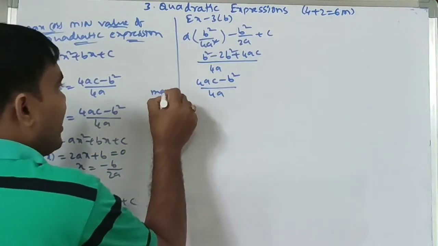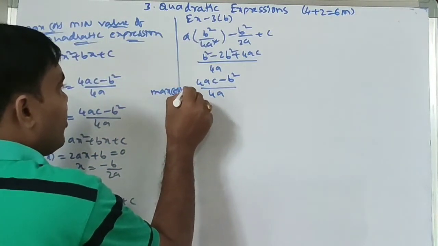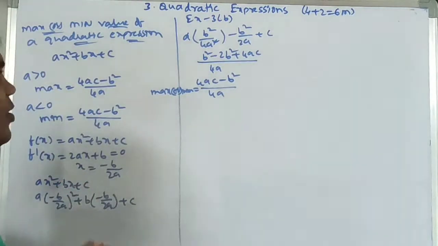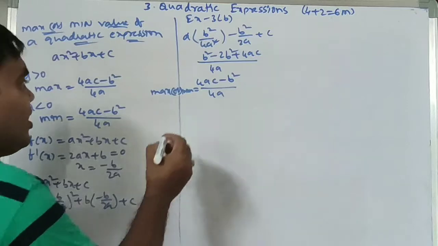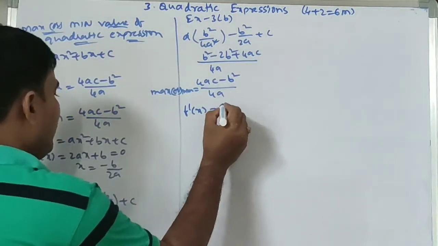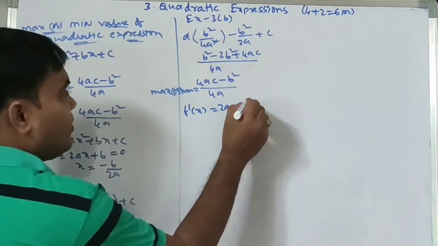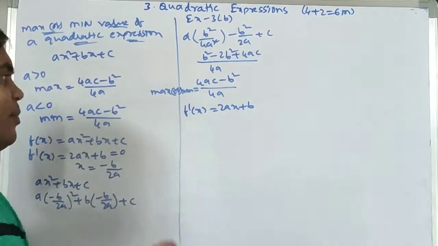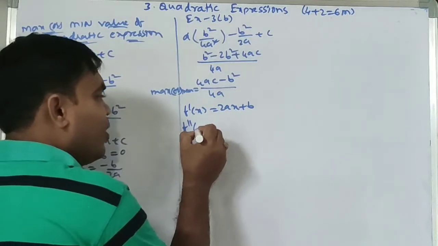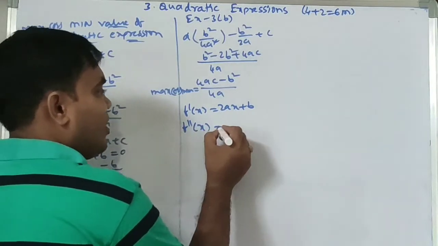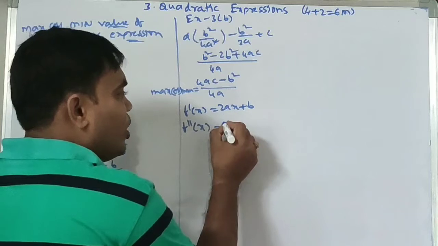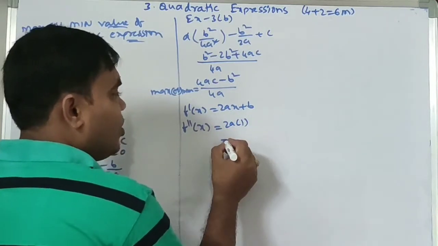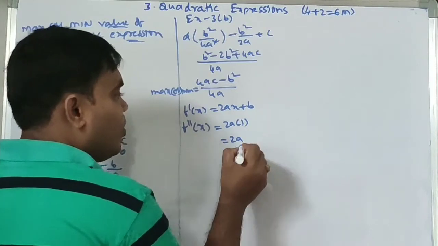So this is either maximum or minimum. When is it maximum, and when is it minimum? If we observe, f dash x equals 2ax plus b. I want to check whether it is maximum or minimum, so f double dash of x equals 2a into the derivative of x, 1, plus the derivative of b, 0. So 2a into 1 equals 2a.